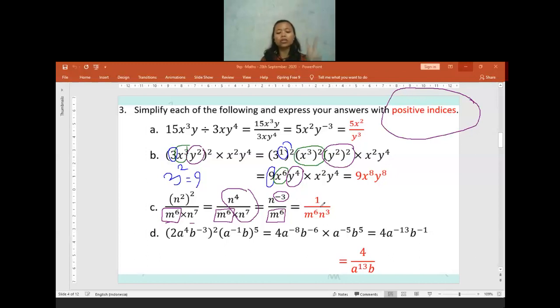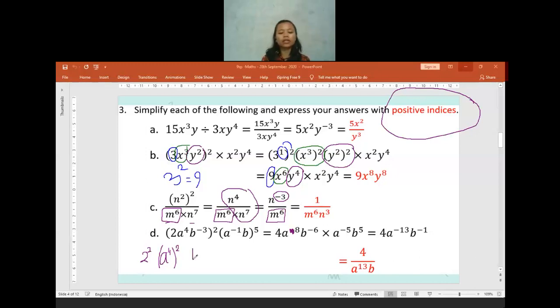For question D, we have two brackets. So we have to simplify each bracket first. Now we have number 2, as you know, everything inside the bracket will get the power. So for the number 2, it will get the power of 2. For the a, the first one, it is a to the power of 4. Now it gets the power of 2. So in the end, a to the power of 4 to the power of 2 will be a to the power of 8. Sorry, I thought it was a to the power of negative 4. It's supposed to be a to the power of 8, not negative 8.